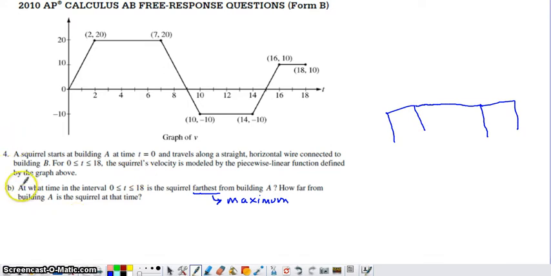So if we're looking for an absolute maximum and we have a closed interval, our candidates would be the endpoints of the interval, so t equals 0, t equals 18, and then also any places where our derivative is equal to 0.